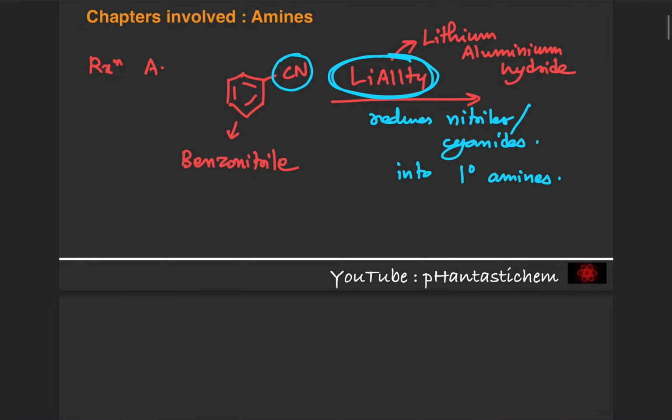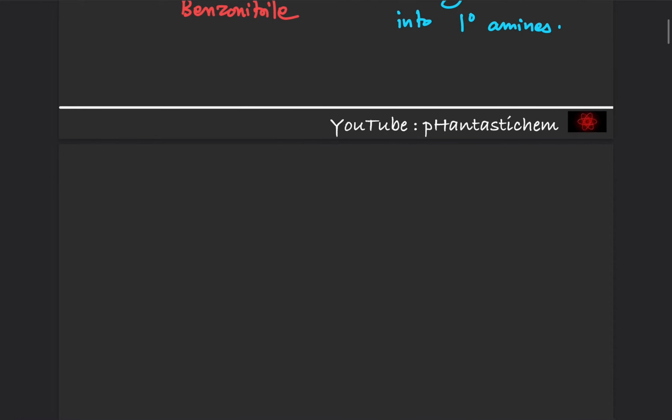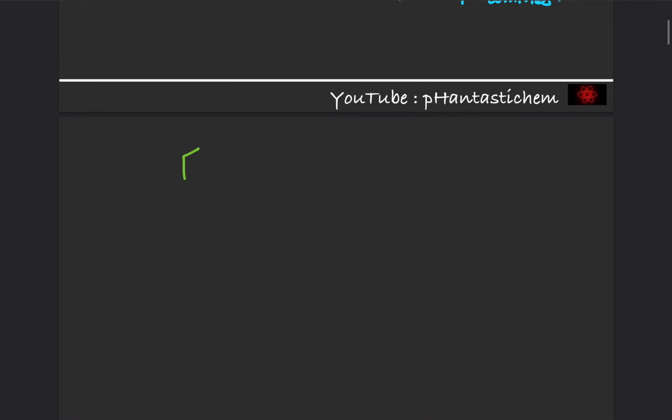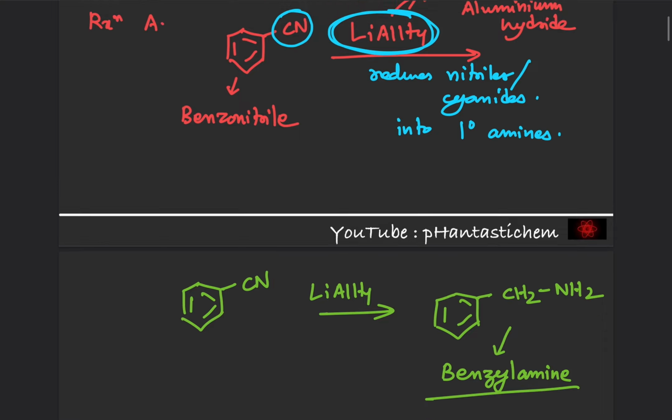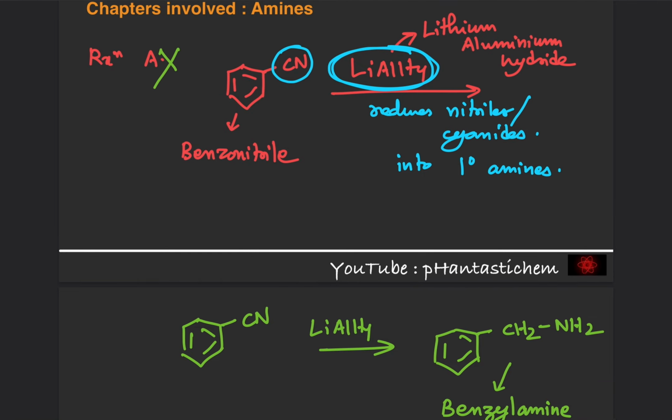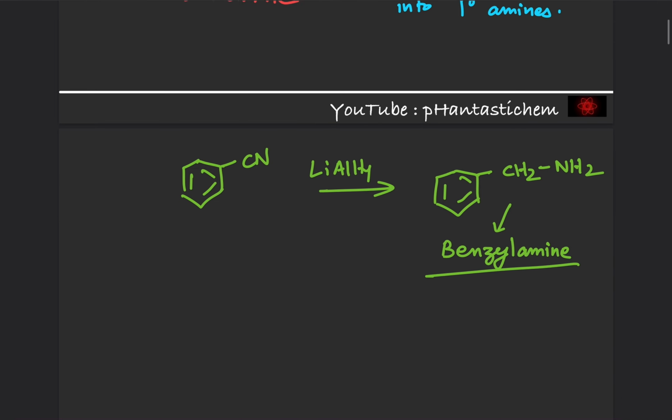So with respect to the reaction, I can write benzonitrile in the presence of LiAlH4 will give me benzene ring CH2 connected to NH2. This is known as benzyl amine. Therefore reaction A is not correct because we have to get aniline as the major product.